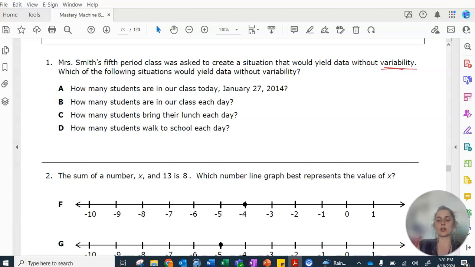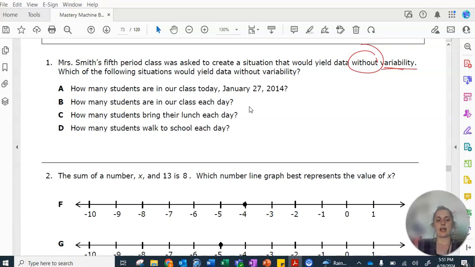So like if I said, what grade are you in? We're all going to say 6th grade. So that's without variability because there's really only one right answer. If you're in my classroom and I'm asking you that, you're in 6th grade. So we are looking for that type of thing because we're looking for data without variability. So not, I don't know, I need more information to answer it. What are you talking about? Like a specific, this is the answer and there's only one right answer.